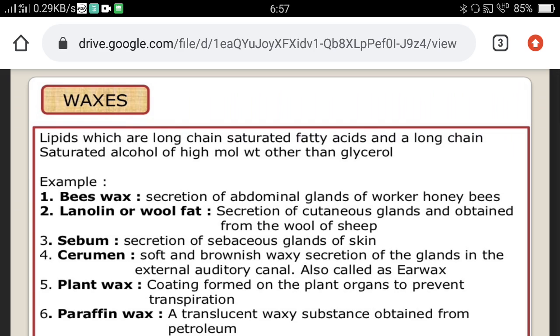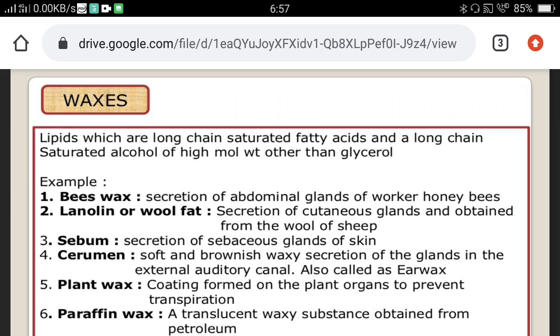Lanolin or wool fat, secretion of cutaneous glands and obtained from the wool of sheep. Sebum, a secretion of sebaceous glands of skin. Cerumen, soft and brownish wax secretion of the glands in the external auditory canal, also called ear wax.